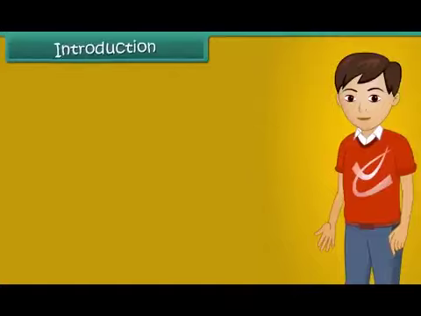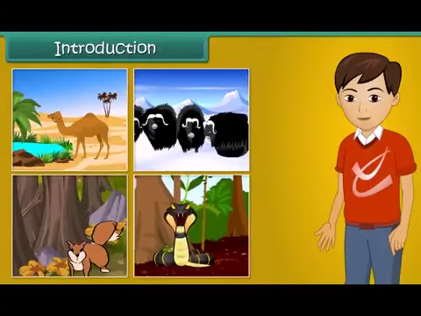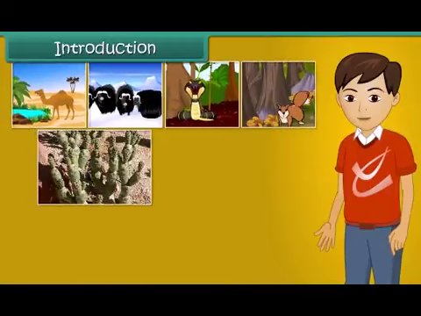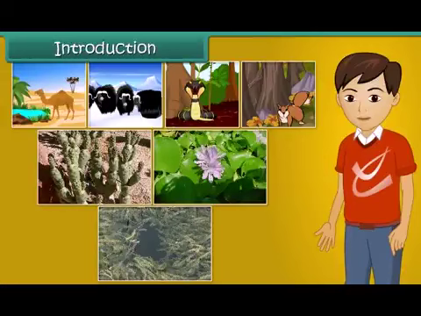Introduction. Hello students, look at the images given here. Camel, yak, squirrel, snakes are all terrestrial animals, but their physical appearance and behavior are very different from each other. Similarly, plants like cactus, water hyacinth, and hydrilla are also different in their physical appearance and behavior. All plants and animals develop different features that help them to survive in their surroundings.